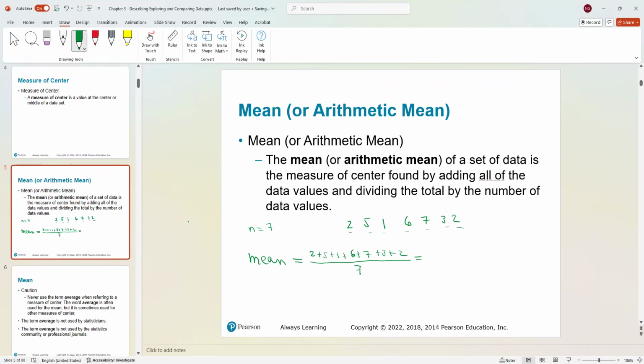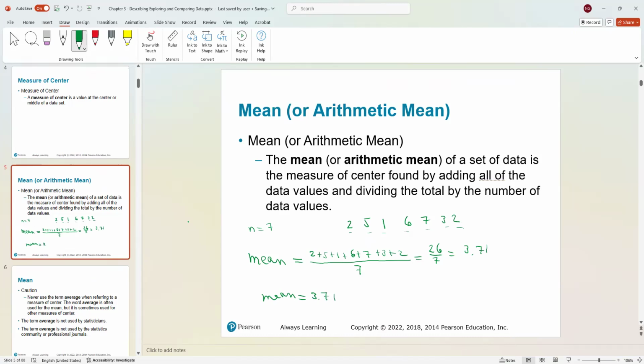So all you need to do is add all the data. 2 plus 5 is 7, plus 1 is 8, plus 6 is 14, plus 7 is 21, plus 3 is 24, plus 2 is 26. So we have 26 over 7. If you divide 26 by 7, it gives you 3.71. So this is the mean. That's how you're going to compute the mean.